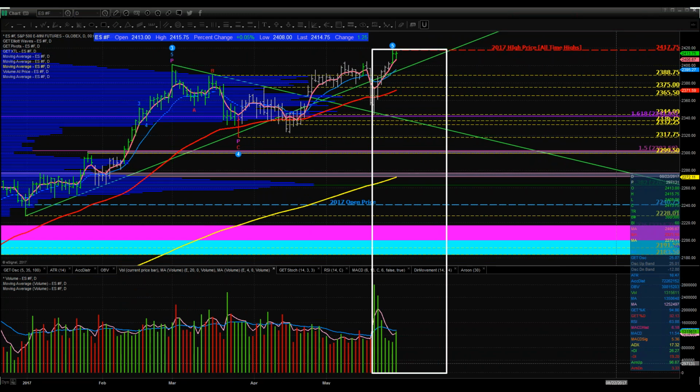So you can see we had huge amounts of volume on that bar there and this bar right here. A lot of buyers came in. And then as we started taking out these other highs and getting back up near 2,400, volume fell down.